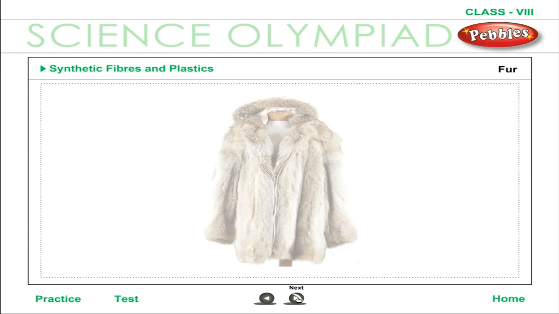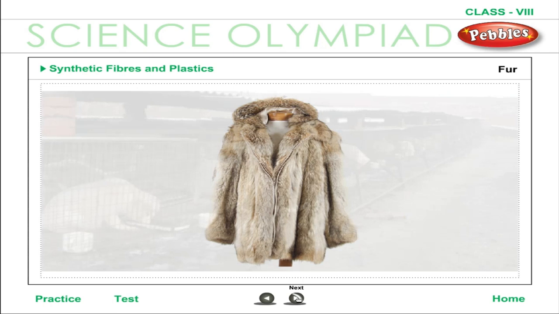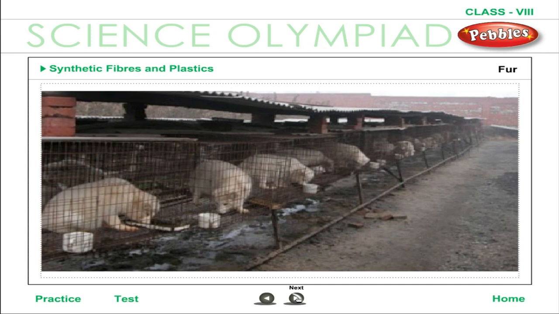Fur. It is the soft growth of fibers covering animals like foxes, rabbits, cats, leopards, etc. Keeping and breeding of animals for fur is called fur farming. There are about 80 varieties of furs. Sources of fur include animals like beaver, ermine, fox, mink, otter, rabbit, sable, seal, cat, and dog.